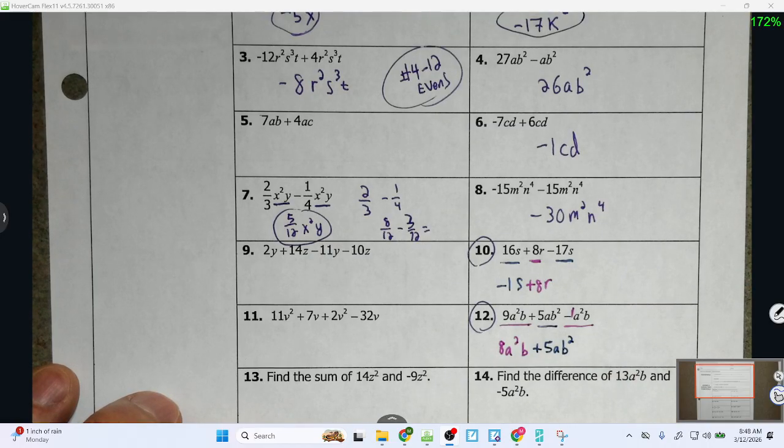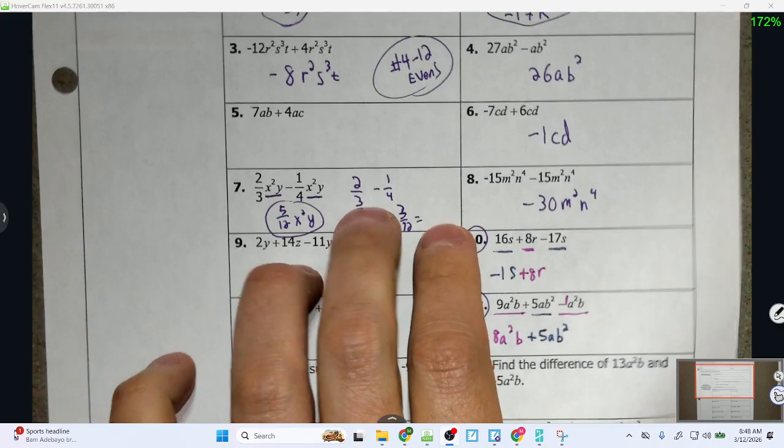That's it. Okay, so let's flip and we'll talk a little bit about the other side. You've done a little bit of this, I believe, at least in my class.